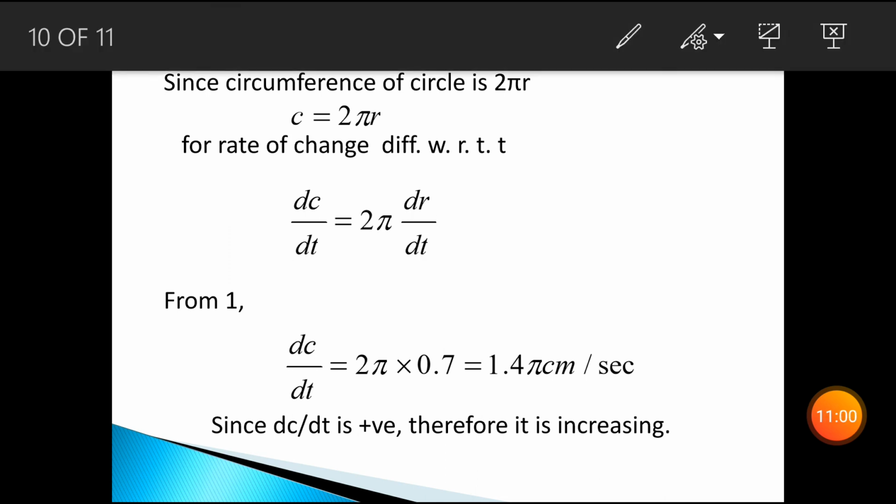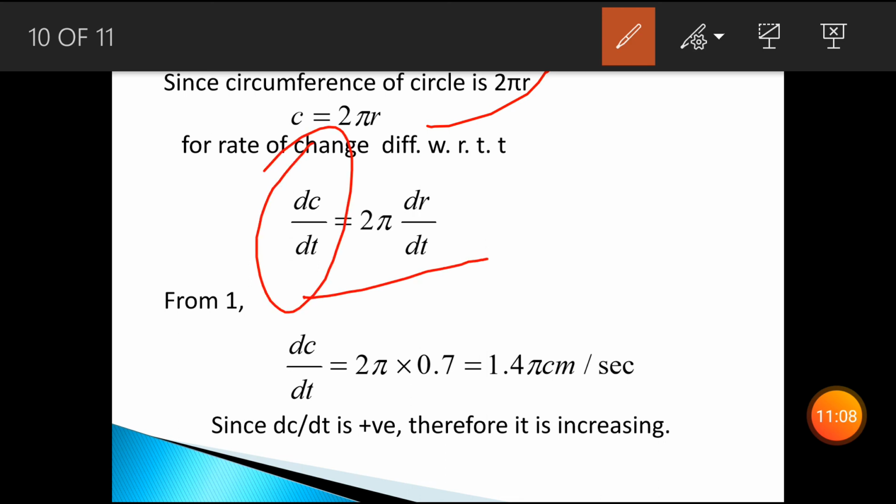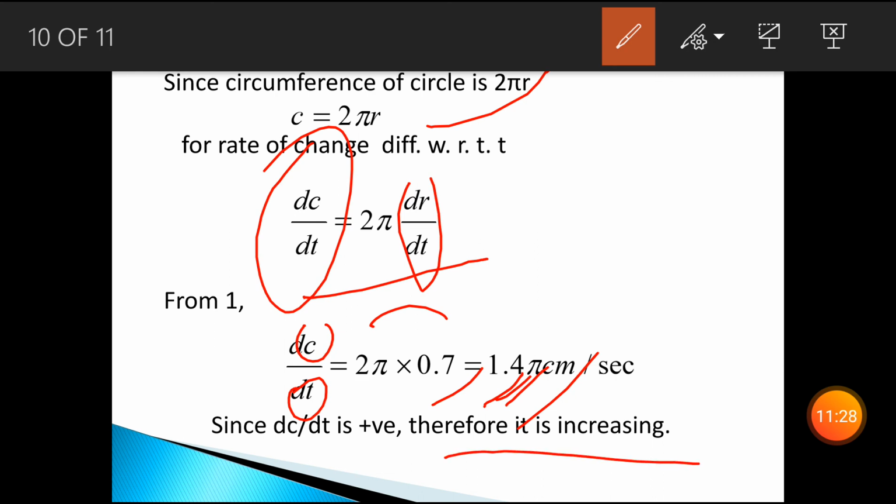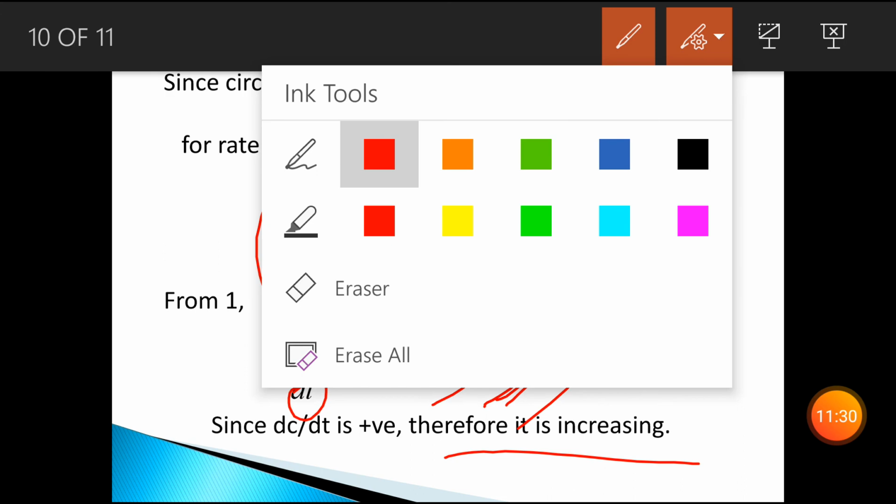So just see, c equals 2 pi r, and now you differentiate with respect to t, you will get this. So this is nothing but the rate of change in circumference with respect to time. dr over dt is already given, that is 0.7. So 0.7 into 2, that is 1.4 pi centimeter per second. Centimeter due to circumference and per second with respect to time. As this quantity is positive, therefore it is increasing. So this is how you are going to solve the question.